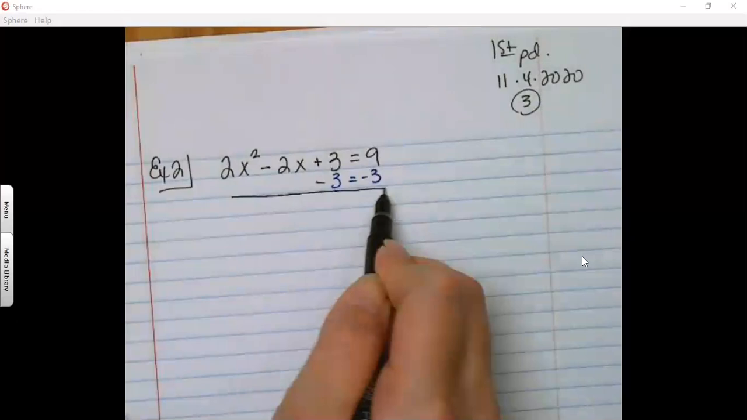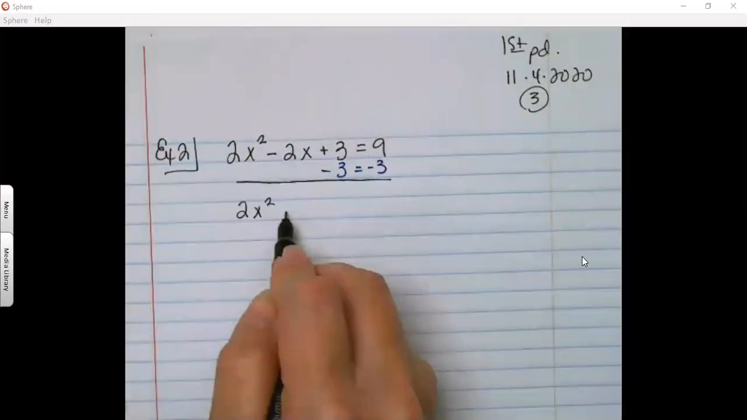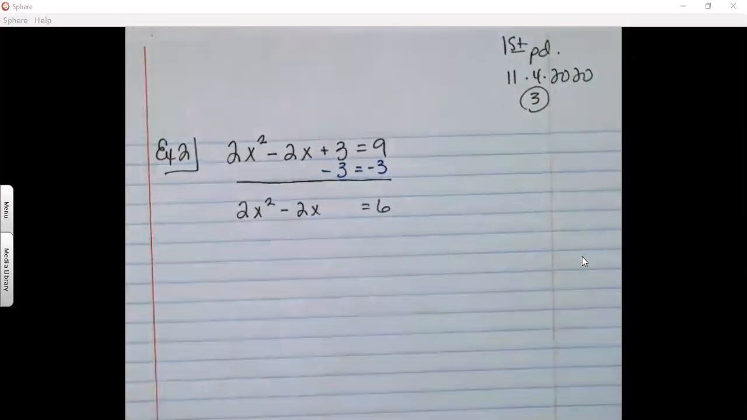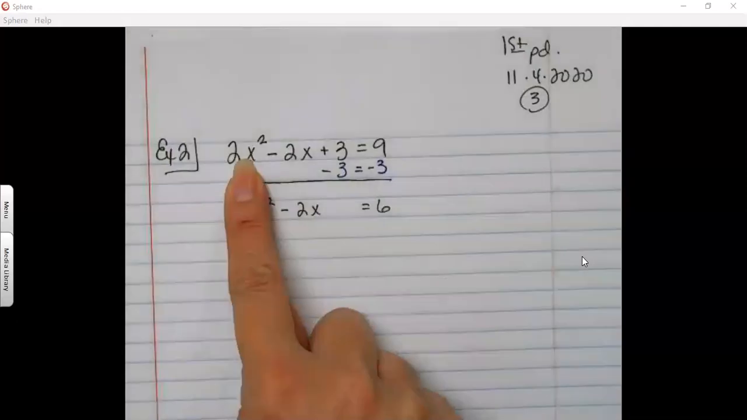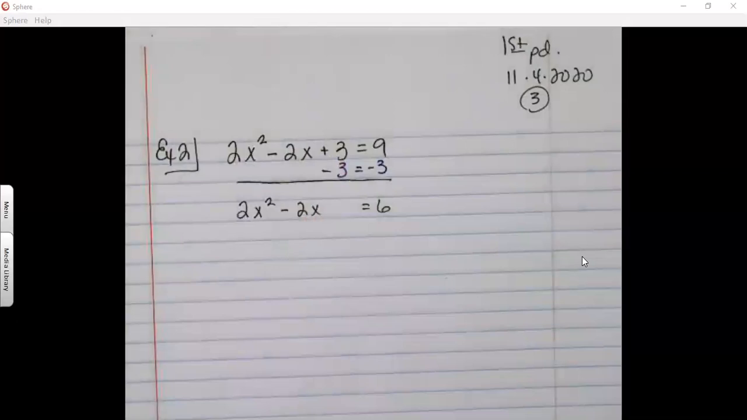So we have 2x squared minus 2x equals 6. Sometimes I like to leave a little space for my new constant, whatever constant's going to be. Because look, 2x squared is not a perfect square. 3 is not a perfect square. Not a perfect square trinomial. We're trying to create that. That's the process that we're doing.